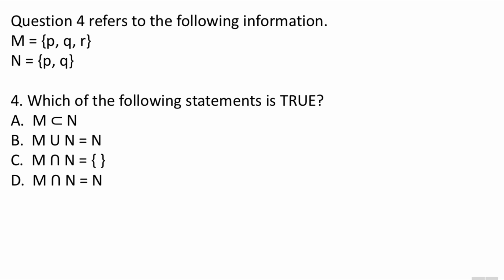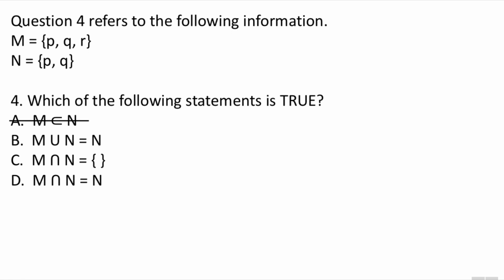So let's have a look at our first option. The first option reads as M is a subset of N, and what that means is that all the elements in M would have been elements of N. So let's check. All the elements that are in M should also be in N. So that's P, Q, R. They should also be a part of N. You'd realize that R is not a part of N, so that cannot be true.